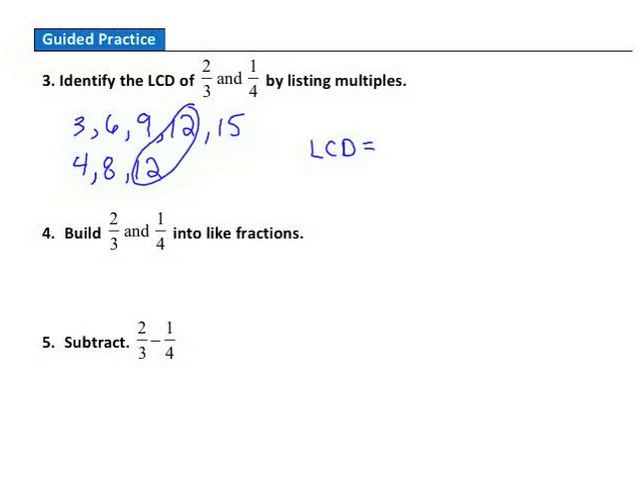That's the first multiple they have in common. Therefore, it's the smallest or least multiple they have in common. So the least common denominator for 2/3 and 1/4 is going to be 12.